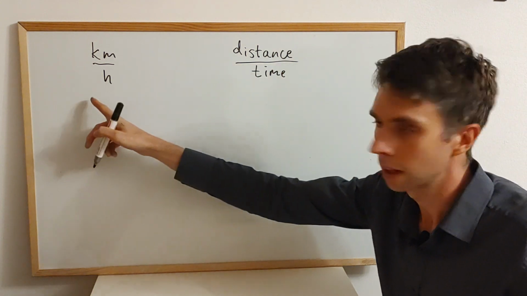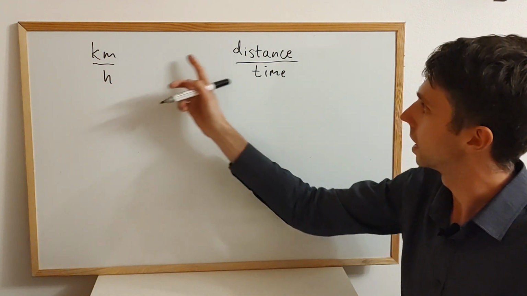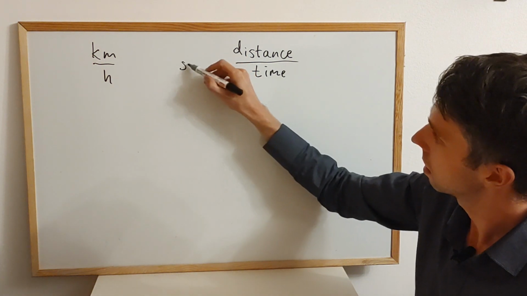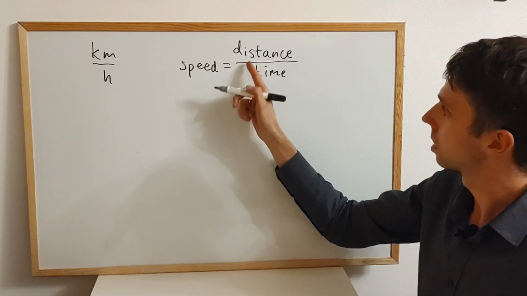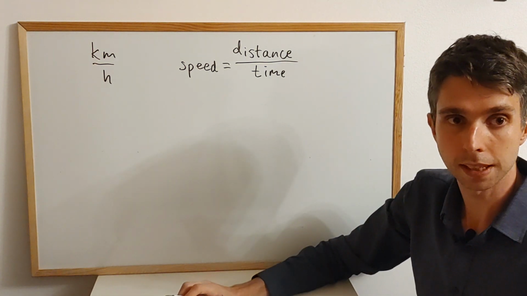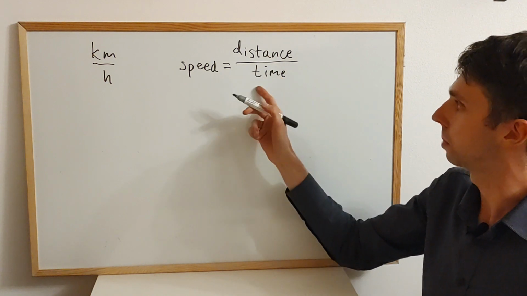So since the speed is measured in kilometers per hour, it means that speed equals distance over time. So this horizontal line is like in a fraction, so it means you divide distance by time.